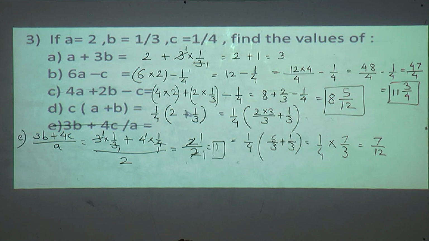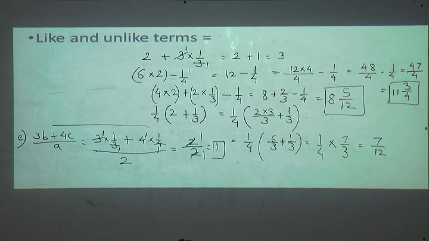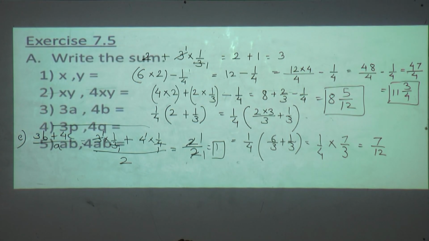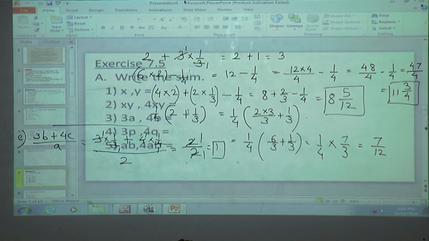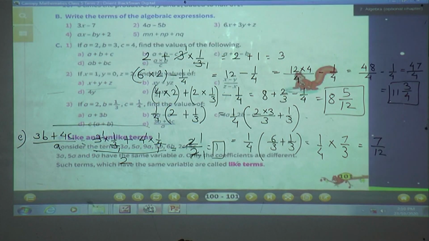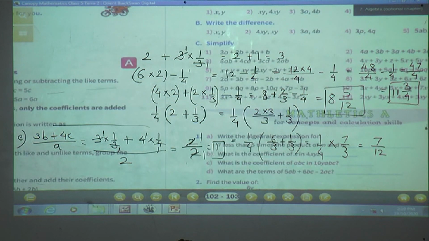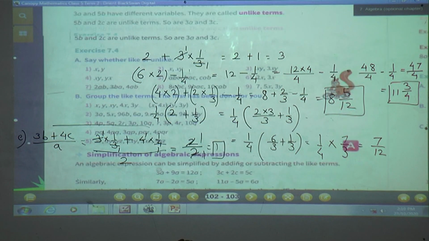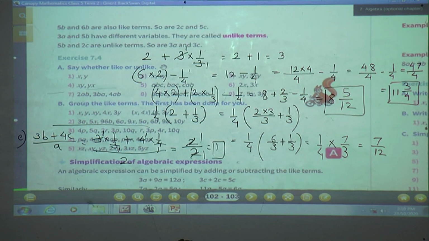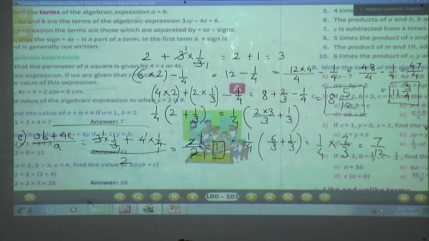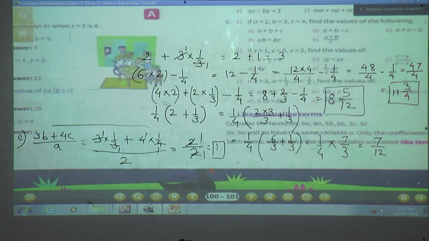Now we'll see our next point, like and unlike terms. Okay. Here, see in the textbook, page number 102. Before that, see page number 101, like and unlike terms.